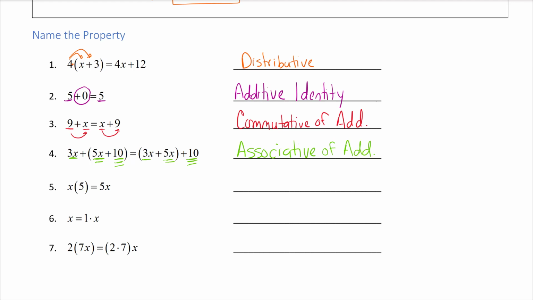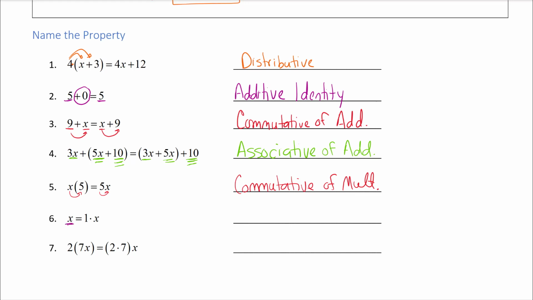Now this next one has a parentheses in it, but that doesn't mean it's associative. Again, there's only 2 things here, so it can't be associative. Associative has to have at least 3 things. Now we're multiplying x times 5, and then we're taking 5 back and multiplying by x. That's going forwards and backwards. That's commutative, like you're commuting to work. But in this case, it's commutative of multiplication because 5 times x and x times 5 is multiplication. All right, how about the next one?